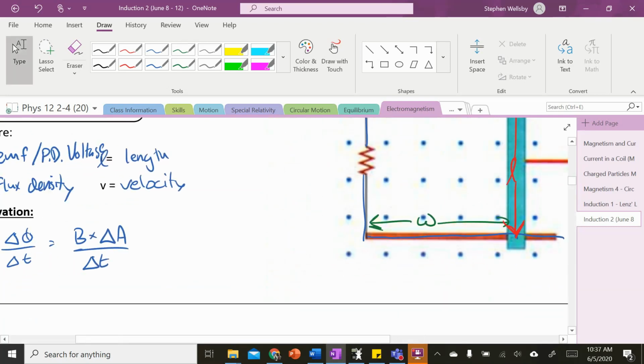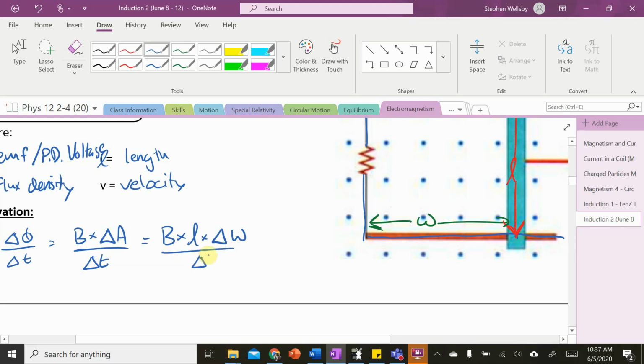So I'm going to change this formula here to, this is going to be B. Now the length of the bar isn't going to change, but the width is. So I'm going to write it this way. So it's the magnetic field flux density multiplied by the length, multiplied by the change in width of the square, because we can see as it moves to the right, this width is going to be getting bigger and bigger and bigger of a rectangle. That's why our area is getting bigger.